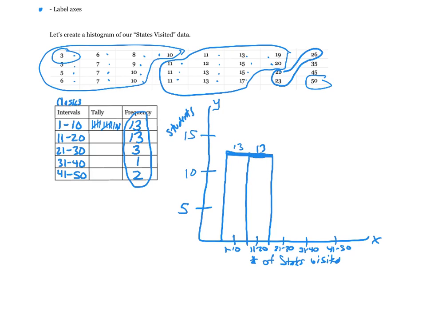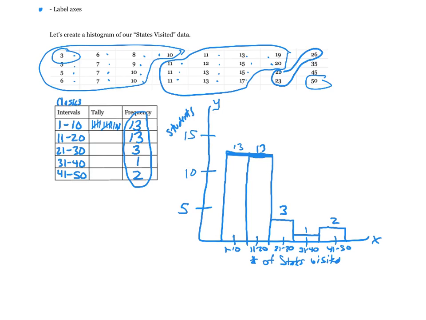Okay, and notice those 2 bars touch. The third bar is going to go to 3. And those are going to touch as well. My fourth one's going to be 1 high. It's going to be short. And my fifth bar, 41 to 50, is going to be 2 units high. And when you're doing these by hand, they're not going to be perfect, but we just want to get the overall shape.